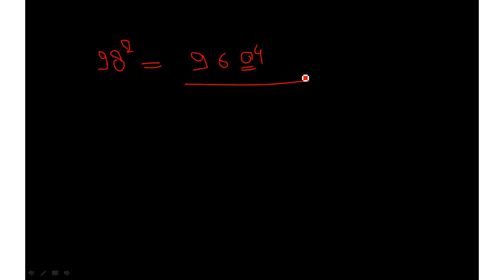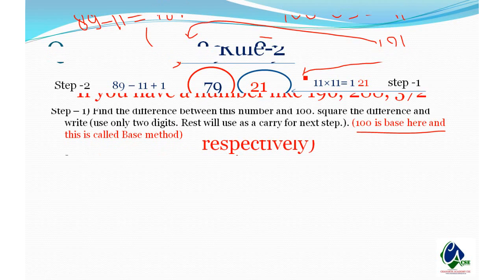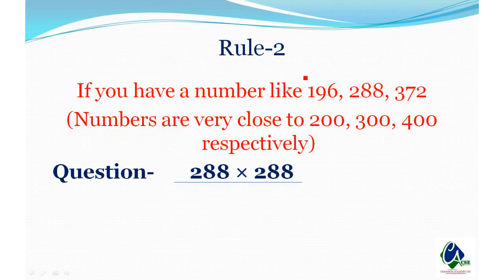See our next rule. Rule 2: if you have a number like 196, 288, 372. Friends, see here, this number is very close to 200, this number is very close to 300, and 372 is very close to 400. Because we are using the base method technique, here the base is changed. For 196, the base is what? 200. For 288, the base is what? 300. For 372, the base is 400.